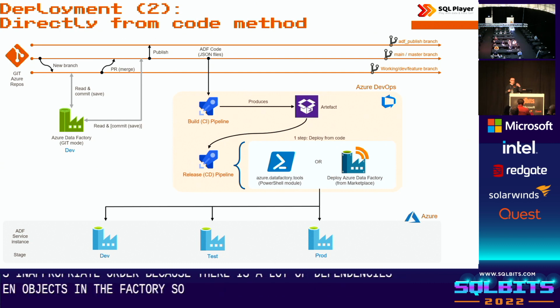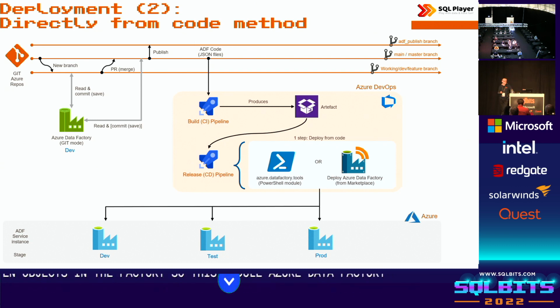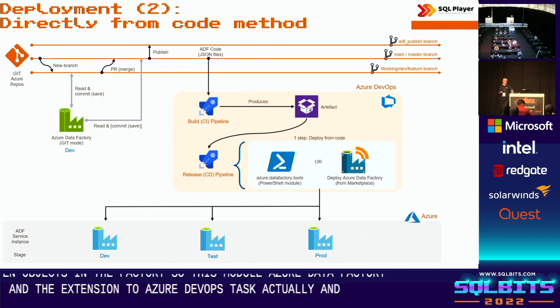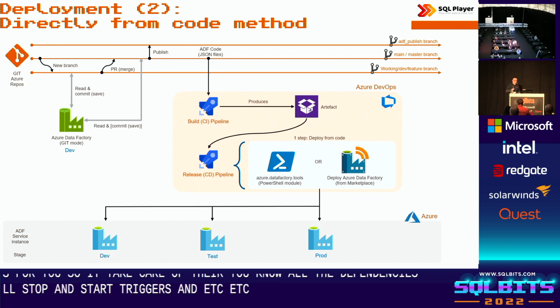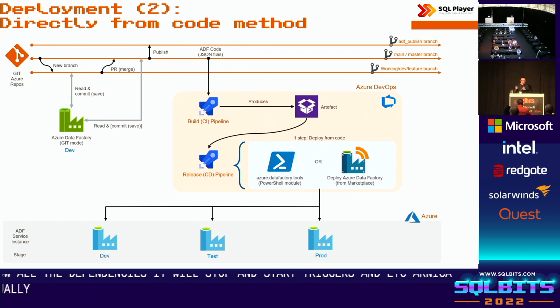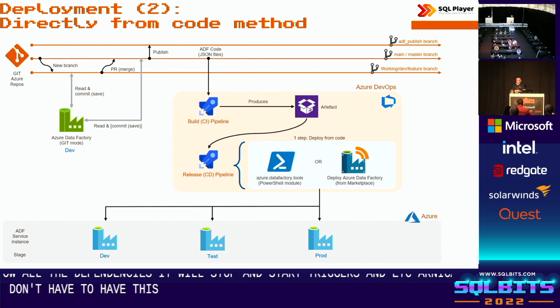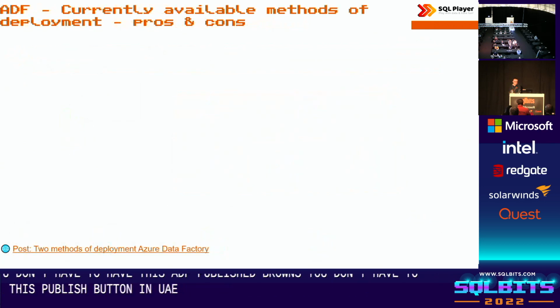So this module, Azure Data Factory tools, and the extension to Azure DevOps as a task actually do all the things for you. It takes care of all the dependencies. It will stop and start triggers, etc. So actually, you don't have to have this ADF publish branch. You don't have to click this publish button in UI, etc. So you can deploy directly from code.